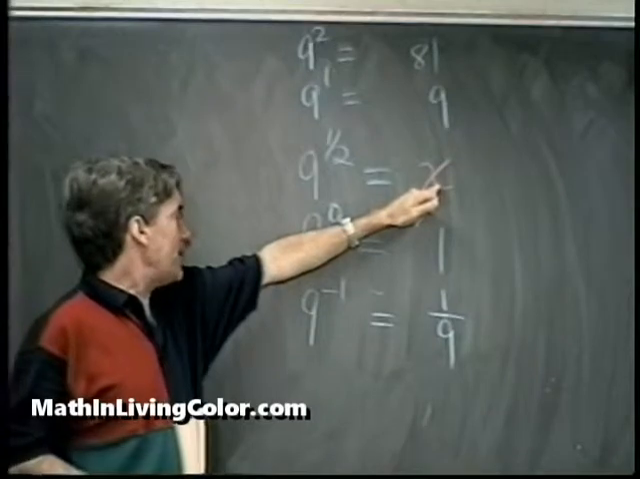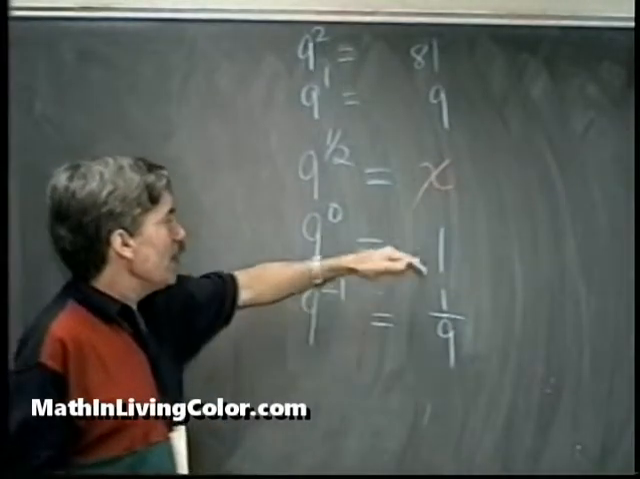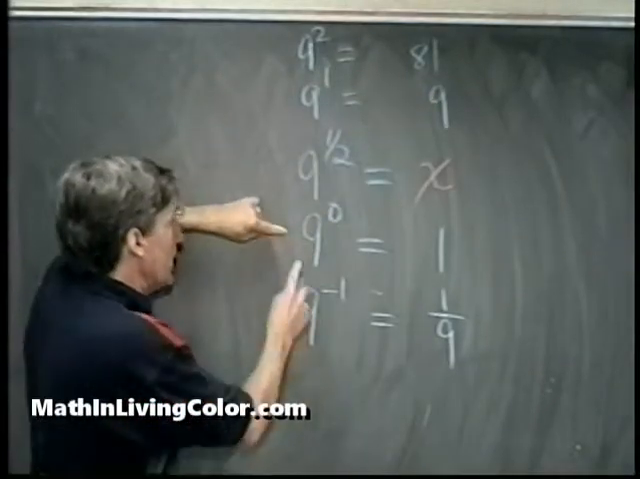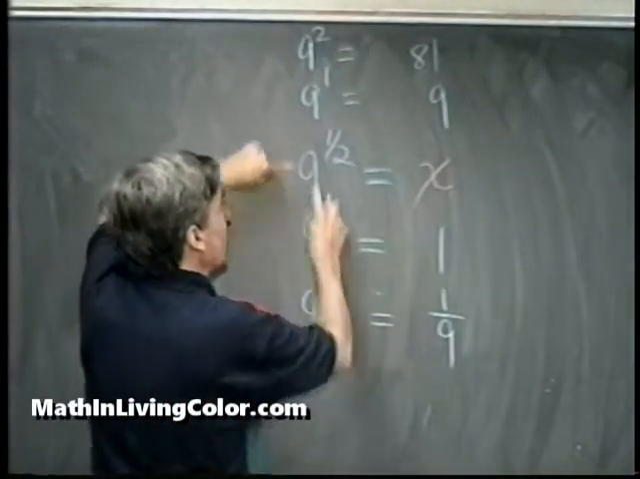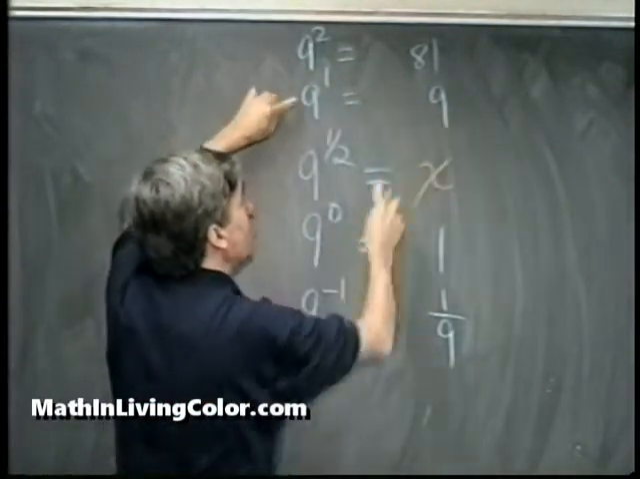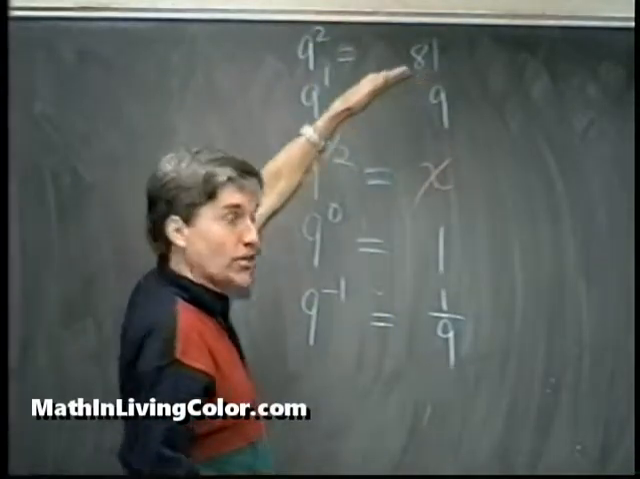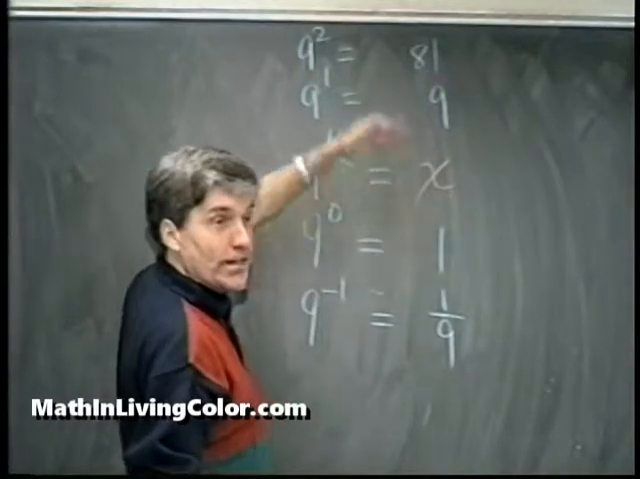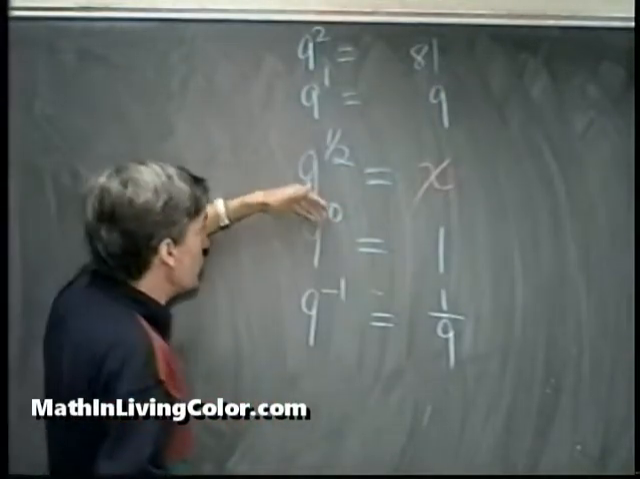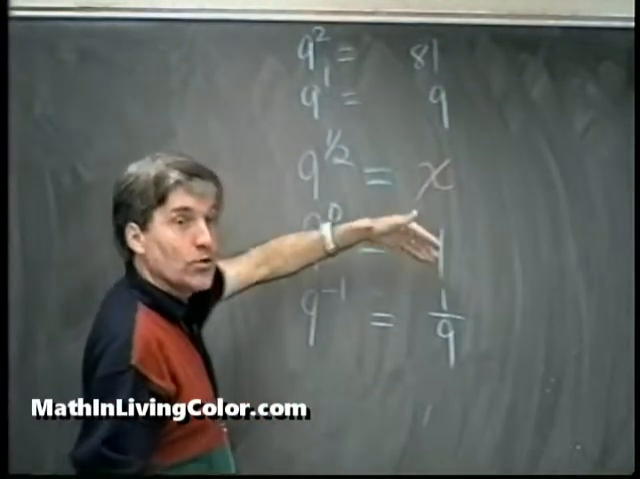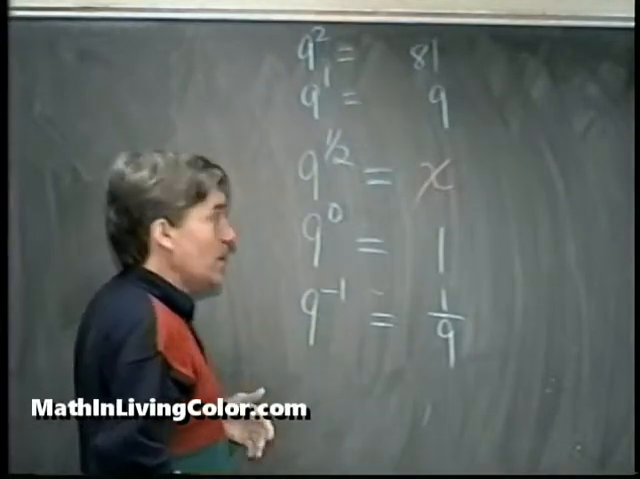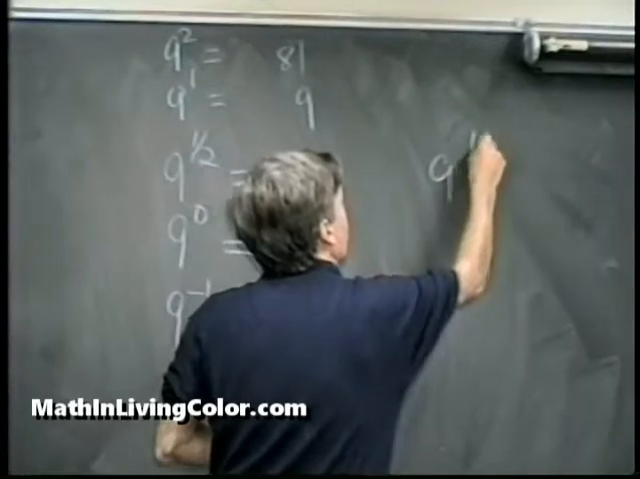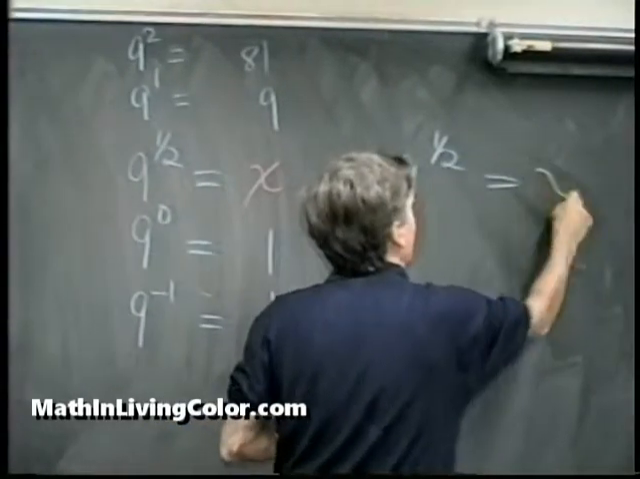One way I can find that value of x is to say it's going to be somewhere between 1 and 9, right? In other words, if 9 to the 0 gives you 1, and 9 to the 1 gives you 9, and 9 to the second gives you 81, you could figure that 9 to the 1/2 is going to be somewhere between 1 and 9, right? Because the power is between 0 and 1, therefore the value will be between 1 and 9. So let me write this down. 9 to the 1/2 is equal to x.